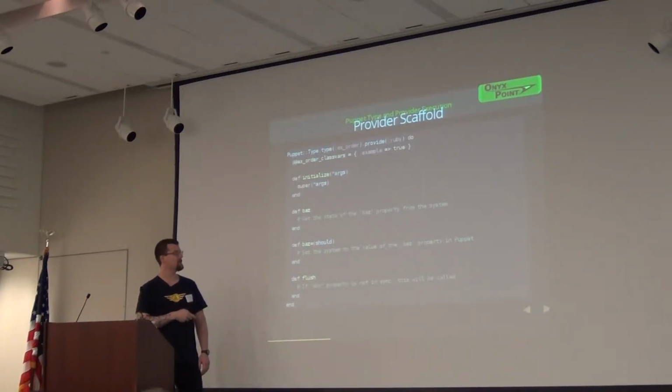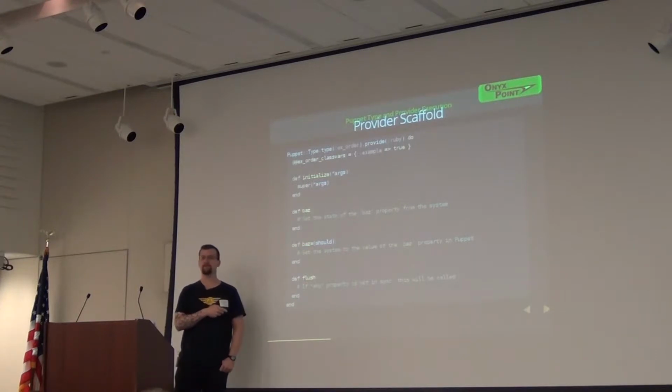And then we have a flush. If you have multiple properties on your system, or just one property, and any of them are out of sync, the flush method gets called. So that means if you have 15 different properties and only one of them is out of sync, then flush will get called and you can apply the logic for all of your properties and all of your parameters all at once.